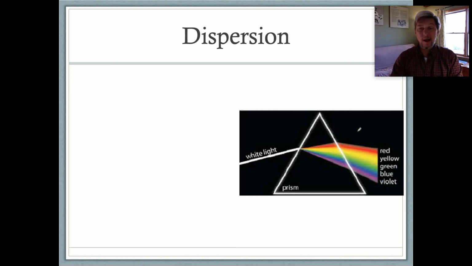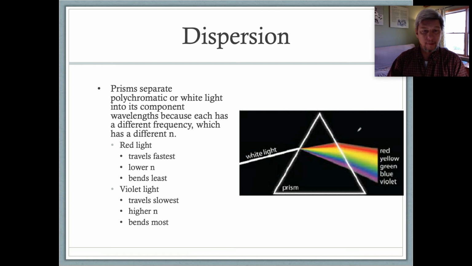So, in any event, as the white light strikes the prism, it is refracted. And then when each of those various wavelengths of light strike the other side of the prism, they are refracted again. And that's where you see the big old rainbow coming out on the other side. Okay, so prisms separate what we call polychromatic or many-colored light, which is white light, into its component wavelengths, because each one has a different frequency, and therefore it has a different absolute index of refraction.